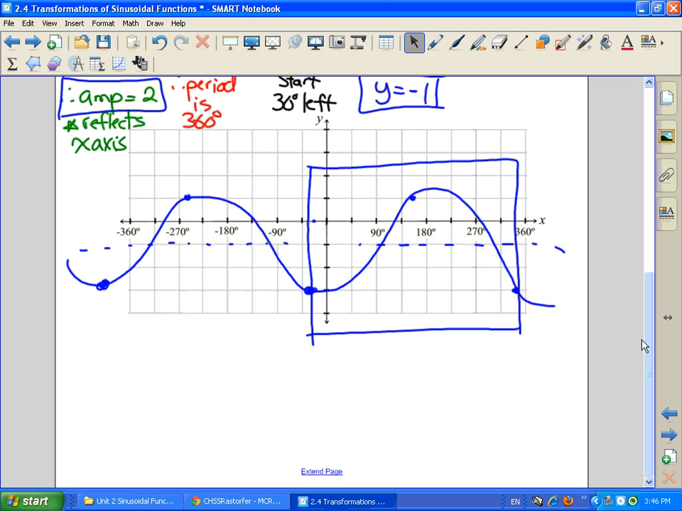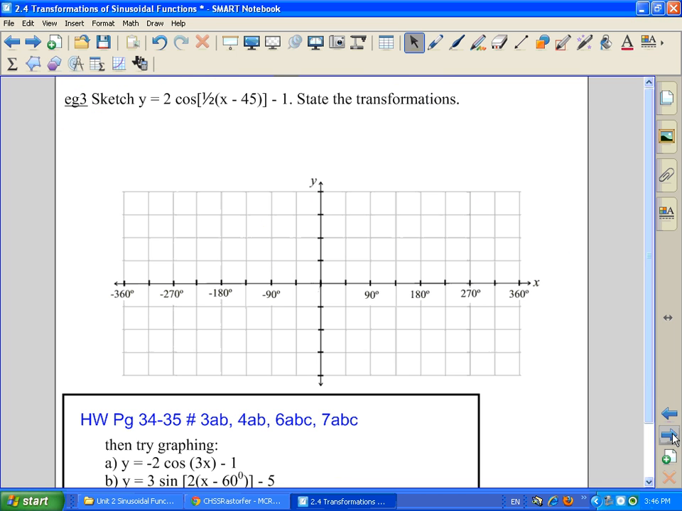All right, moving on. Last example, ladies and gentlemen. Okay, let's try this one. So it says to graph and state your transformations. Okay, so again, we identify our letters. So A equals 2. What does that tell us? That means that it's going to be a vertical stretch by 2. It also tells us that the amp equals 2. So amp equals 2. All right.